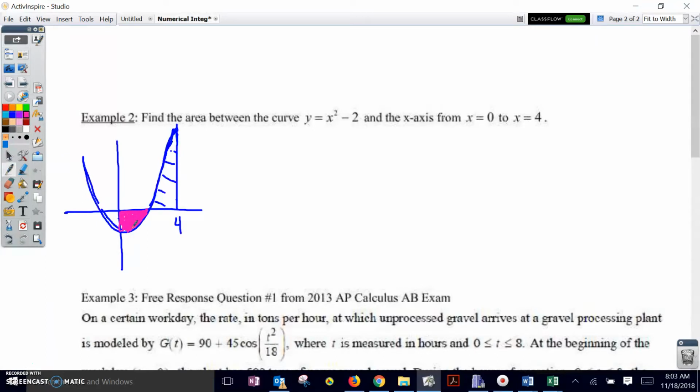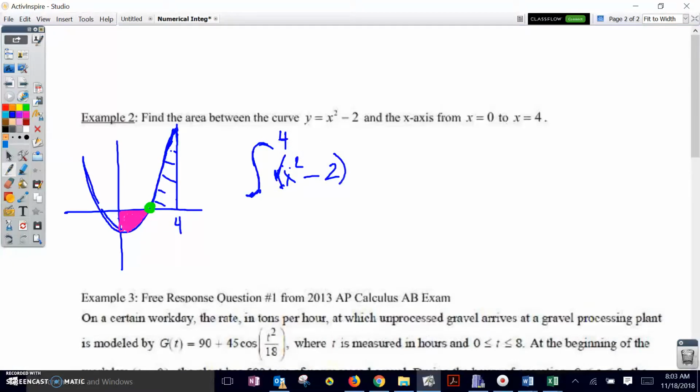So all we're going to do here in order to find this value is figure out where this intersection point is, the root, and we're going to write up two integrals. We're going to have the integral from wherever that root is to 4 of the function, that we want counted as positive area.